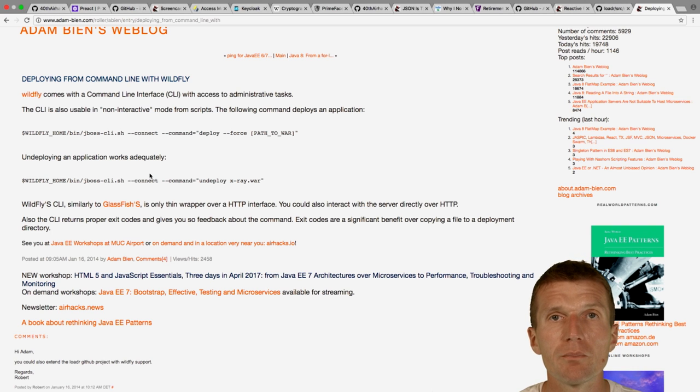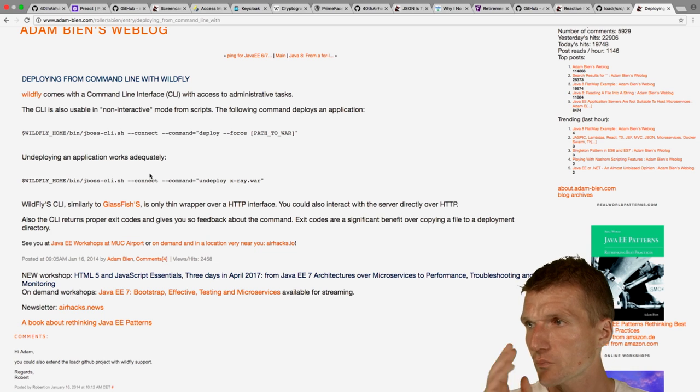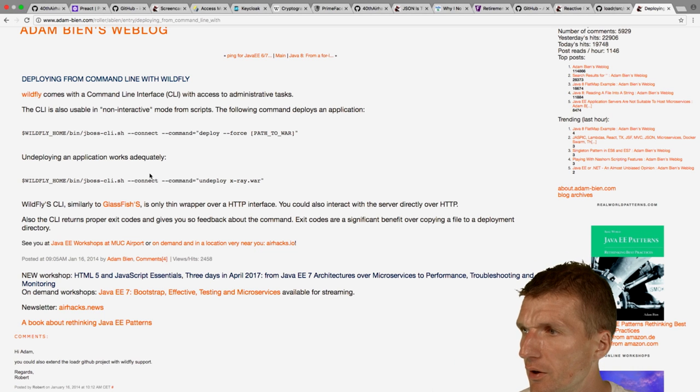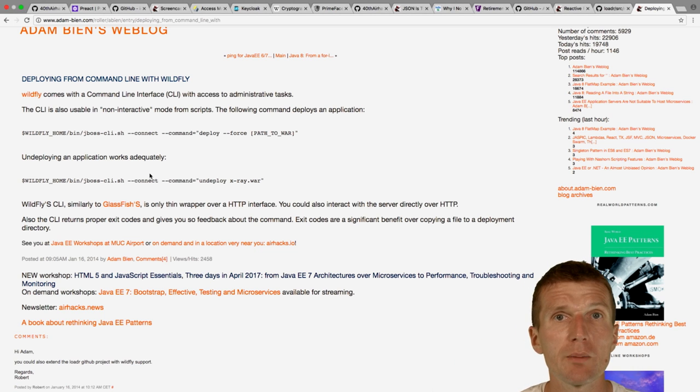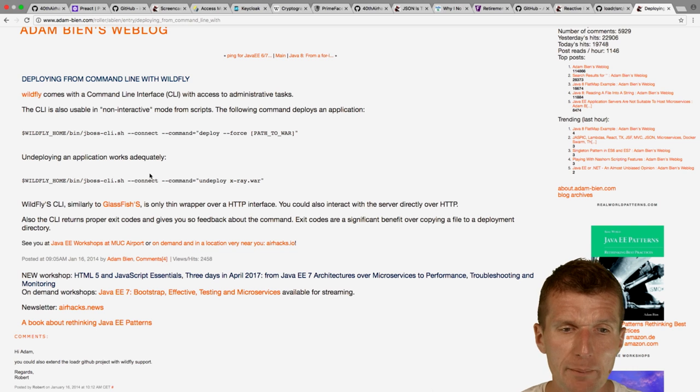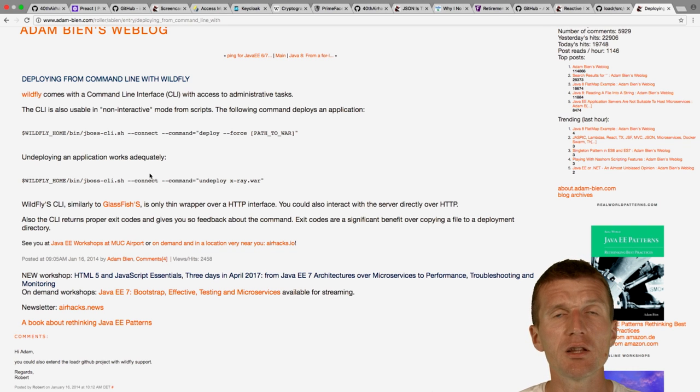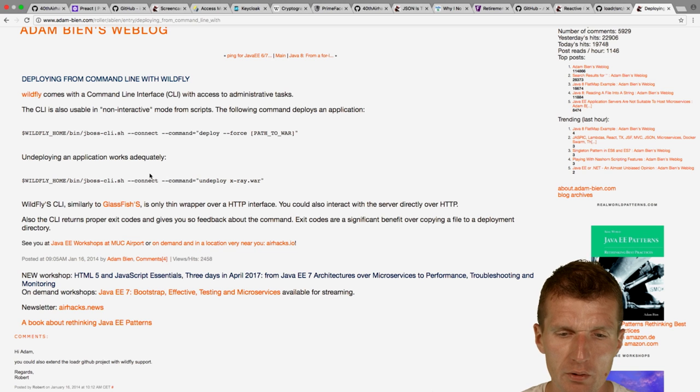Of course, WebSphere and WebLogic, they have not only JMX, they have this: WebSphere comes with Jython, and WebLogic comes with WLST. This is the WebLogic Scripting Tool. All these servers, I'm not sure whether there is a command line interface for Tomee. This I am not sure about, but all other application servers come with a REST API. And you can fully automate this.